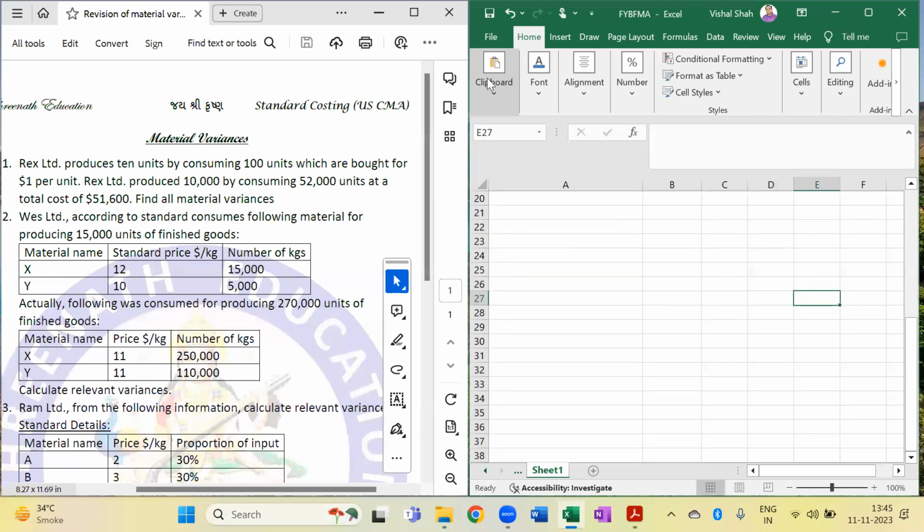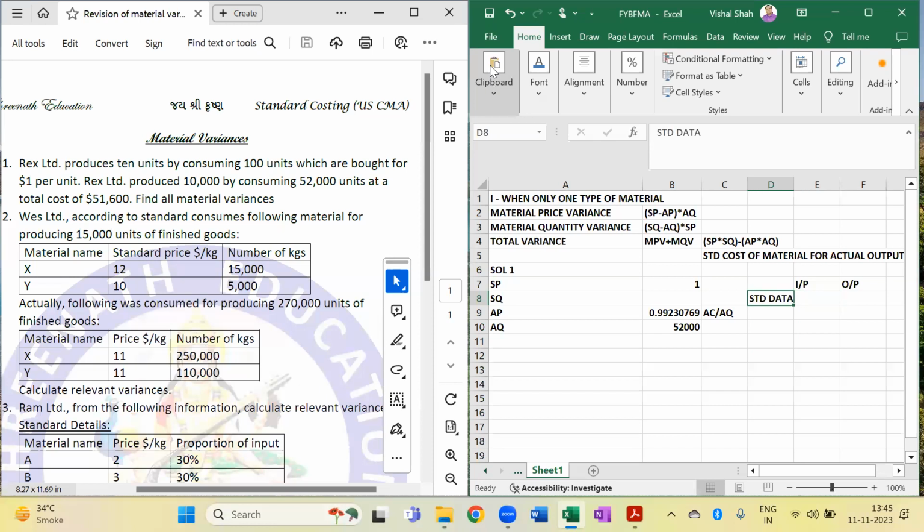They might give you in the question, I'm sorry, I used the word might. They will give you. It's not might, they will. So here they have given produces 10 units. When they say produce, we always mean output. 10 units by consuming, that means using 100 units.